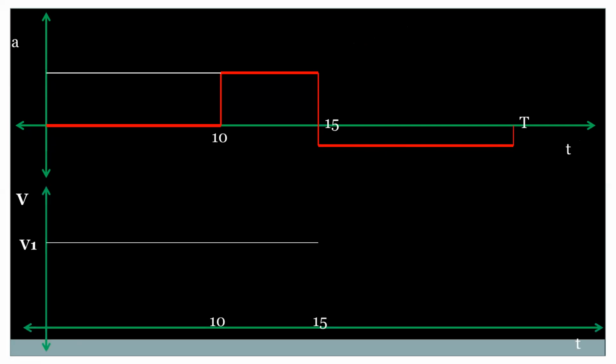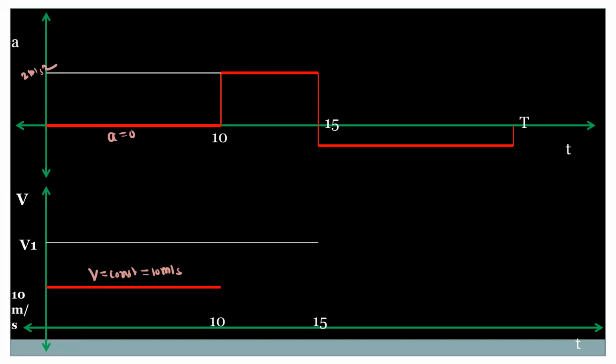So observe this velocity time graph. When acceleration is 0, that means the particle has a constant velocity. And that velocity is 10 meter per second. So it is given in the problem. For the first 10 seconds, the particle has a constant velocity. So here v is constant, and that is equal to 10 meter per second for the first 10 seconds, where the acceleration is 0.